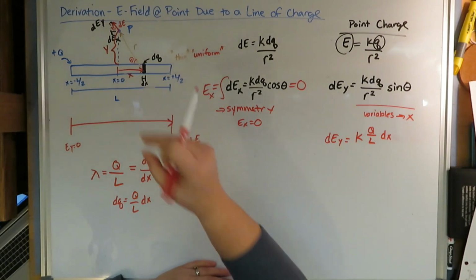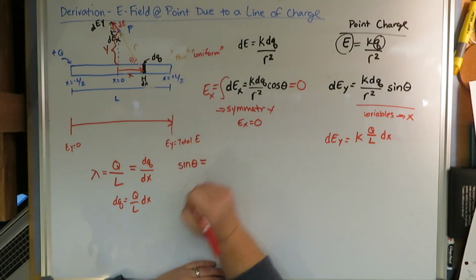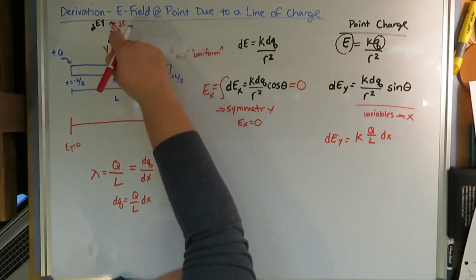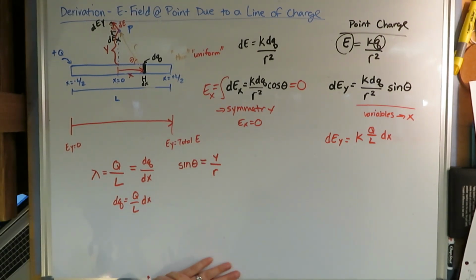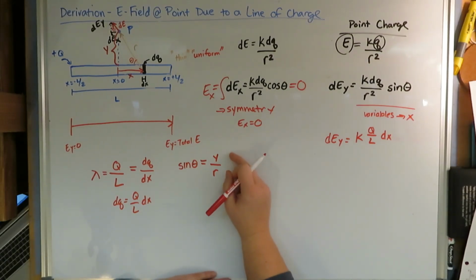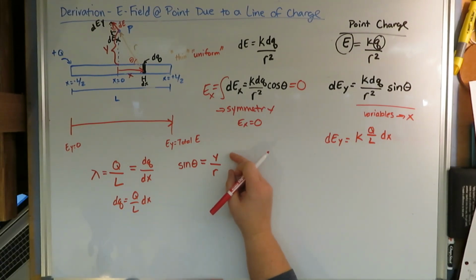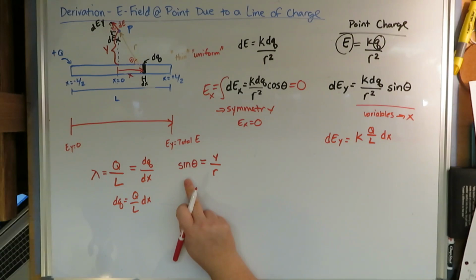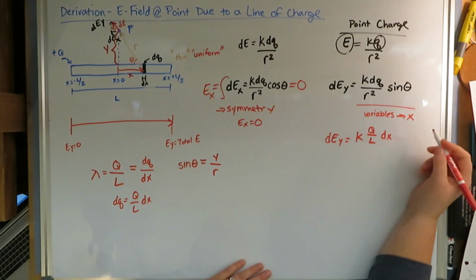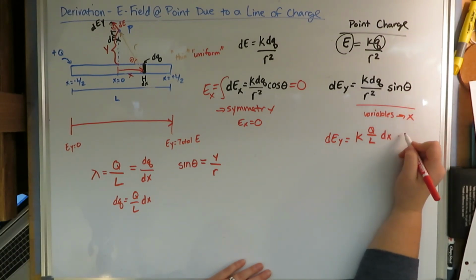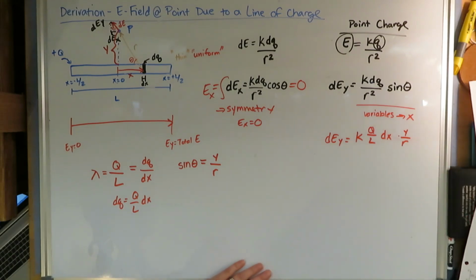So if I wanted to define sine theta, it's going to be opposite over hypotenuse. The opposite side is going to be y. The hypotenuse is going to be r. So sine theta is going to equal y over r. y is going to be an allowed constant. It's something that's defined. So I could sub in for sine theta and get y over r, and then that's all going to be over r squared.